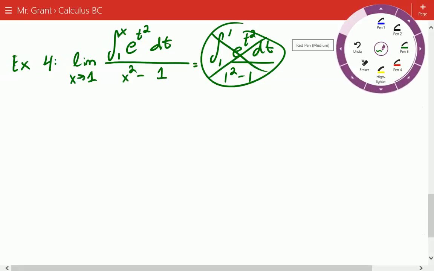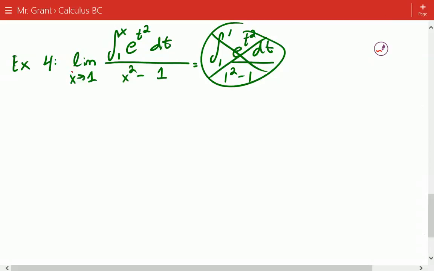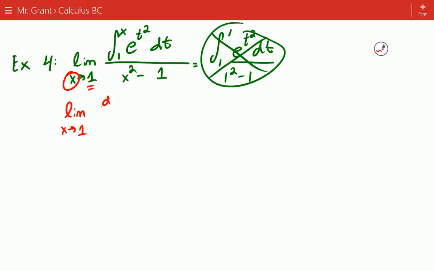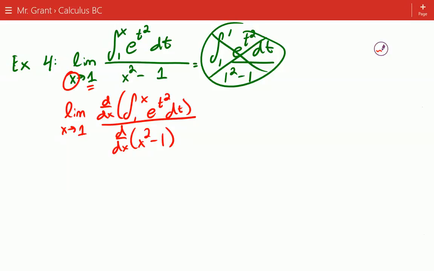Let's see what happens. With L'Hopital, we do want to take the derivative with respect to whatever variable is approaching a. So in this case, we'll take the derivative with respect to x of the top and bottom. So it'll look something like this. The limit as x approaches 1, d dx of this monstrosity, integral from 1 to x of e to the t squared dt, over d dx of x squared minus 1. And you don't need to write the d dx part, but I think it gives you a good visual of what's going on with that second fundamental theorem of calculus.